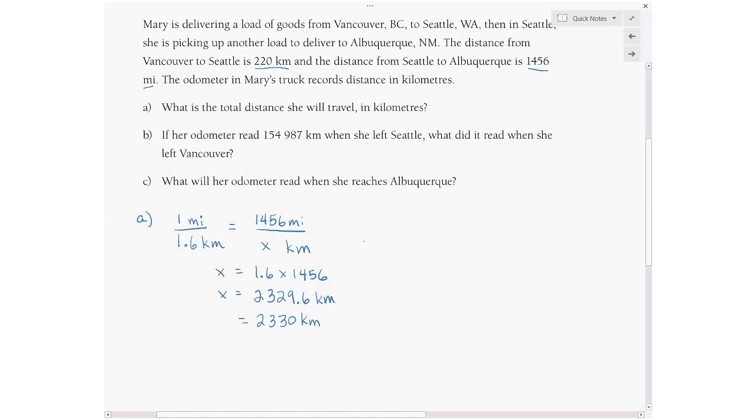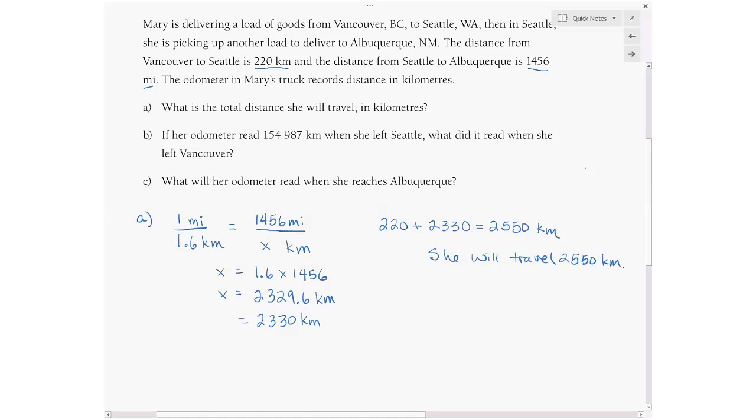So what's the total distance she's going to travel? Well, that's just from Seattle to Albuquerque. From Vancouver to Seattle, that was 220. And then we have to add the 2,330, and that gives me 2,550 kilometers. So she will travel 2,550 kilometers. Okay, so that's how far she goes.